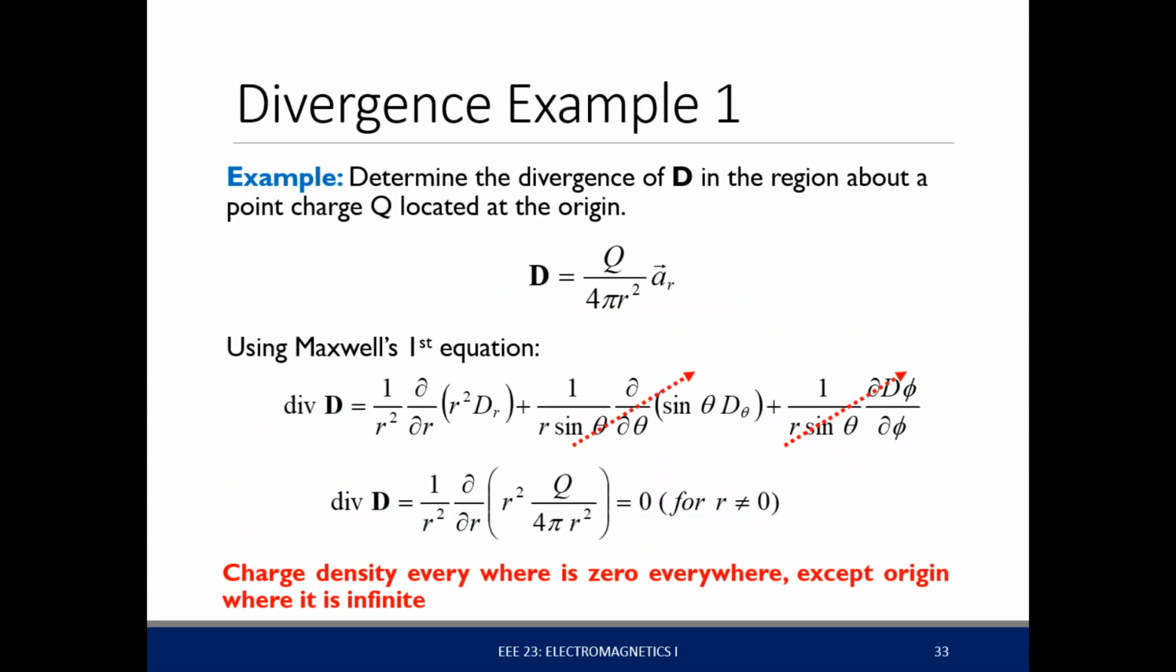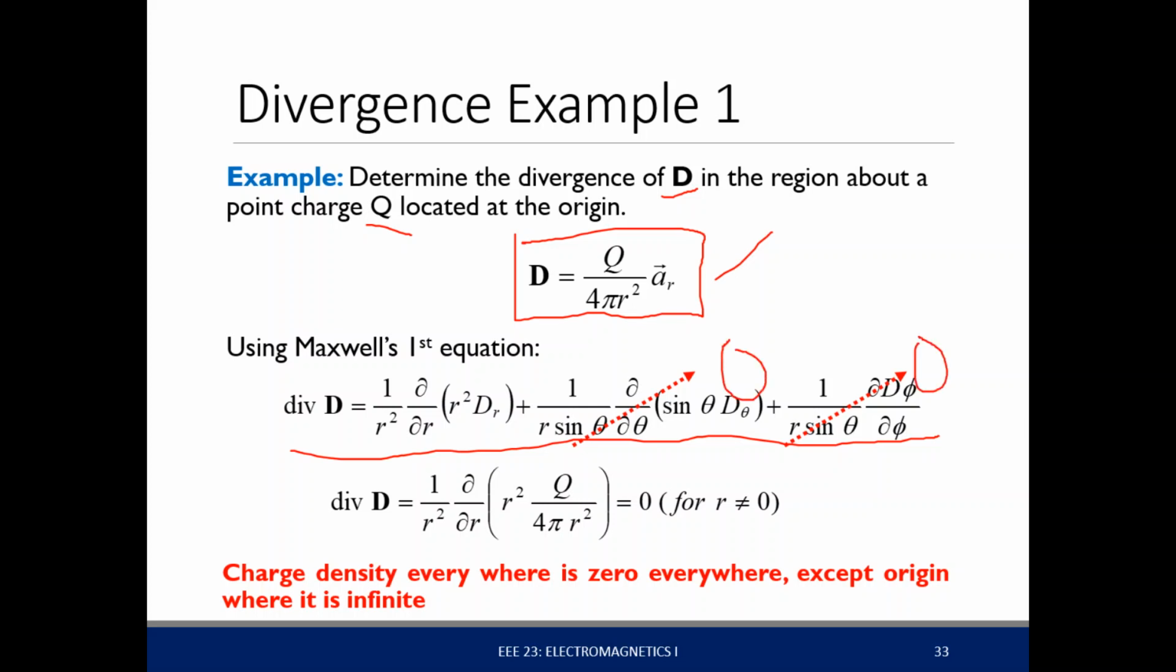So let's go to an example. Determine the divergence of D in the region about a point charge Q located at the origin. Knowing that the electric flux density is equal to this function right here, just get the divergence of this. You'll get this expression. Since it doesn't have a theta component and phi component, those will just be 0, and you'll be left with this equation.